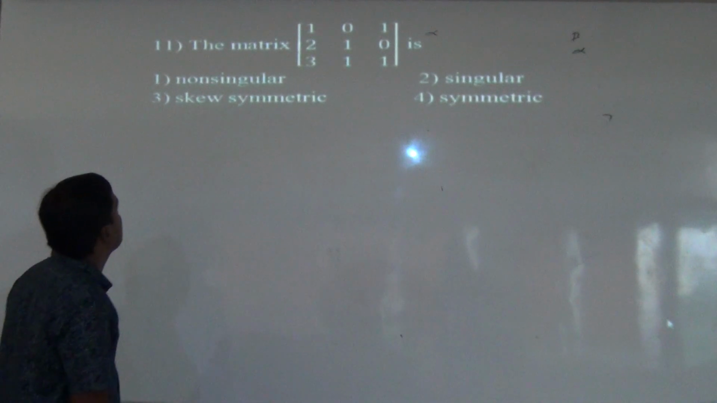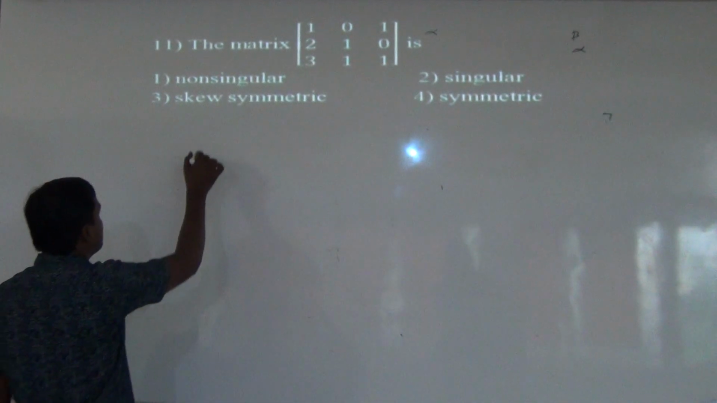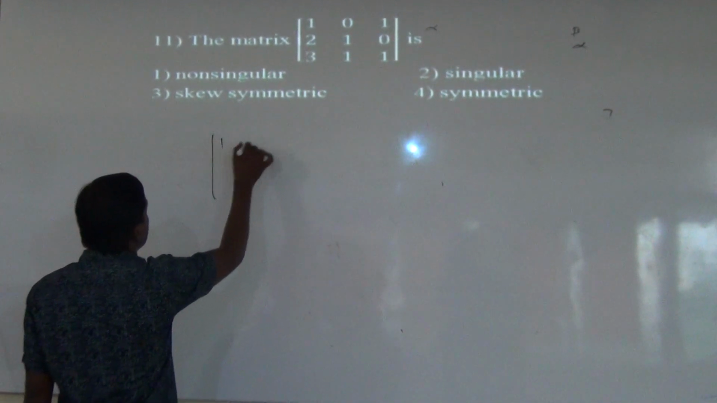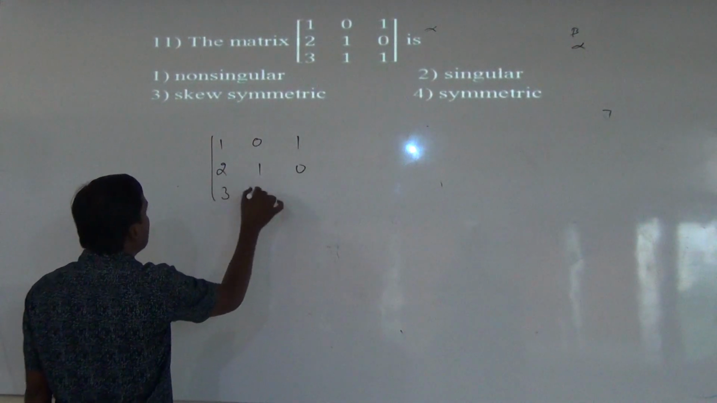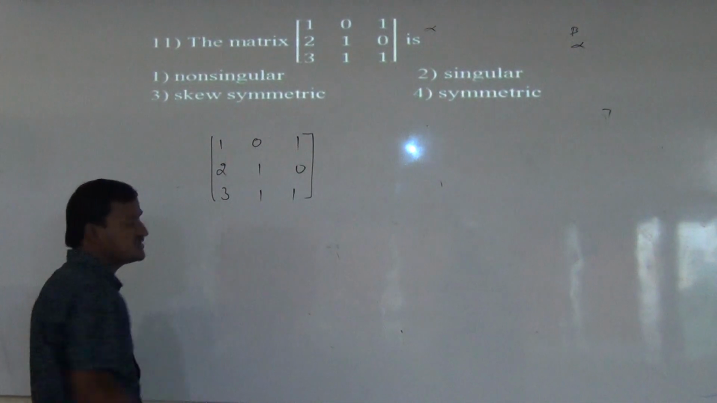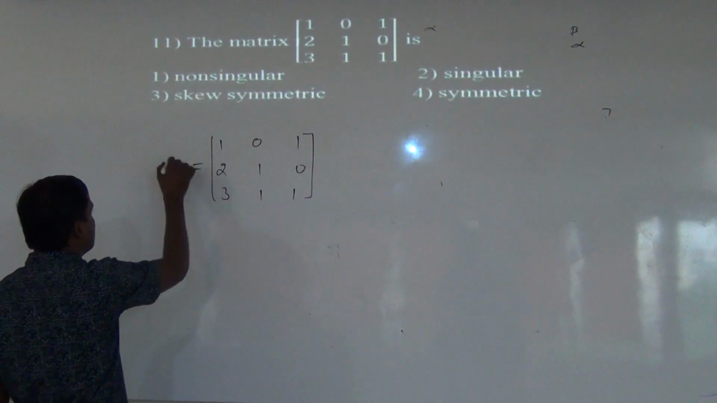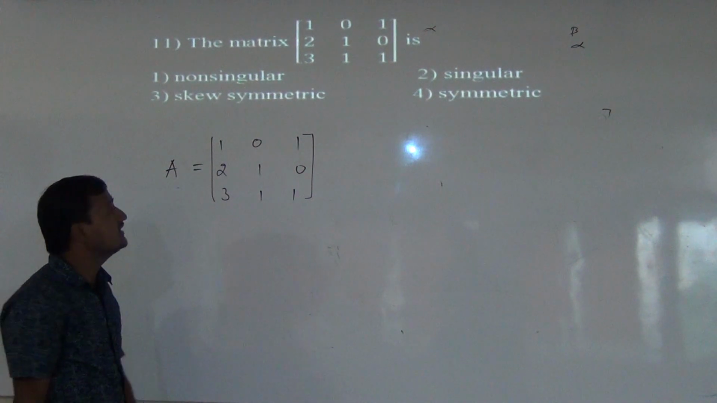Next, the given matrix is like this. Here it is 1, 0, 1; 2, 1, 0; 3, 1, 1. So this is the given matrix. Here I will take A.